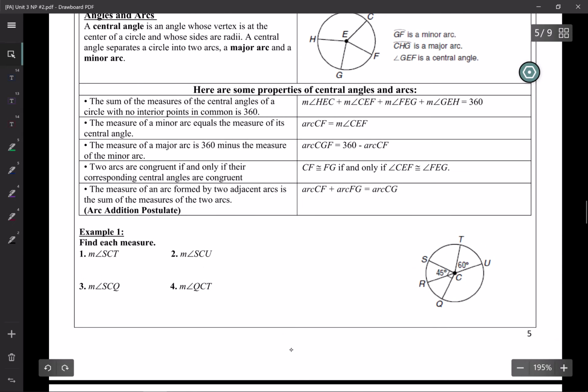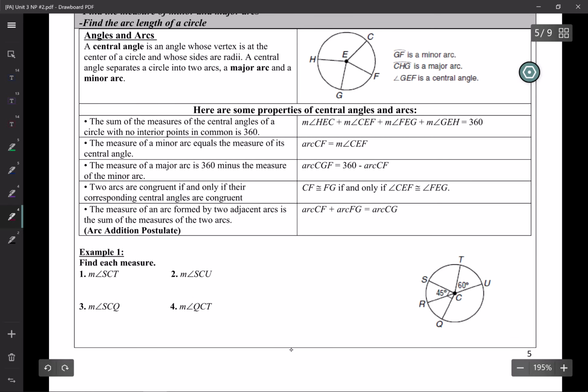These properties in this table are what's going to help us calculate some of these measurements it's going to ask for. One of the first things you need to know is that the sum of the measures of the central angles within a circle with no interior points in common is 360. That just means it's 360 degrees around a circle. I know a good number of you knew this prior to my class. So we know the rule of 360.